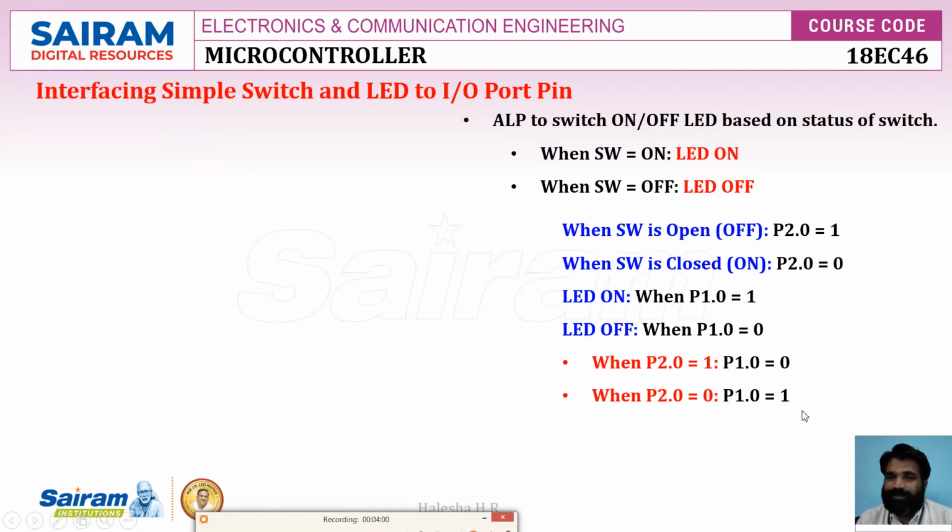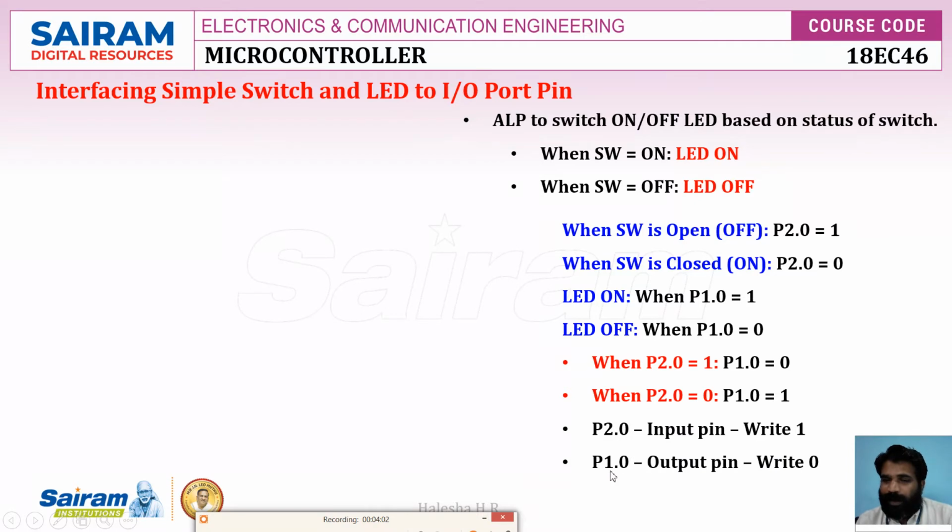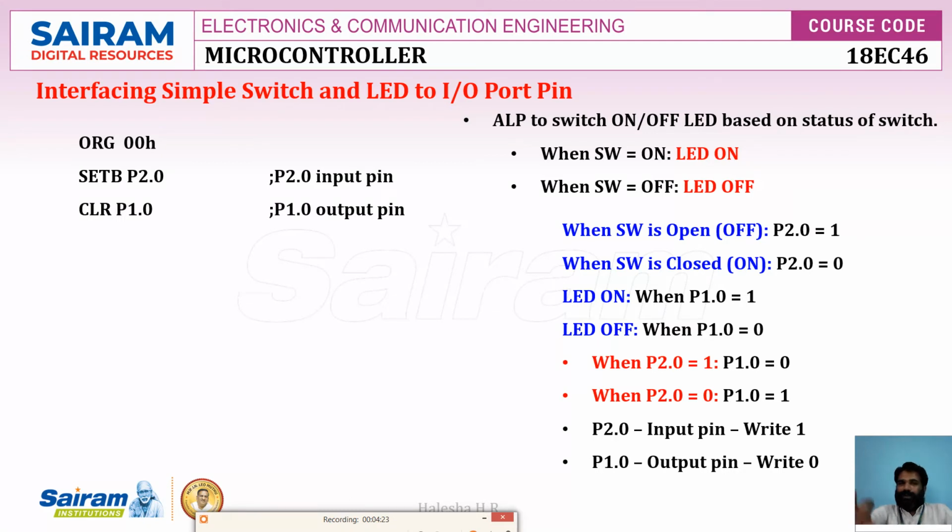With this, we should make P2.0 an input pin, that means we write 1, and we should make P1.0 an output pin, that means we write 0. So with this idea, we'll write a program. Start with setb P2.0, that means we write 1 to P2.0 and it becomes an input pin. Similarly, clr P1.0, that means we write 0 to P1.0, so it becomes an output pin. And then read the switch status.